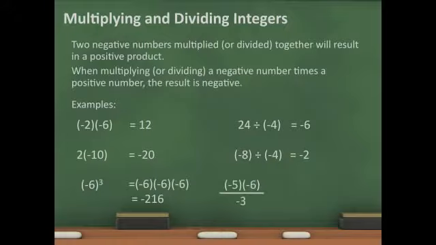Here we have negative 5 times negative 6 divided by negative 3. Multiply the numerator first. Negative 5 times negative 6 will give us positive 30. Positive 30 then divided by negative 3 is negative 10.